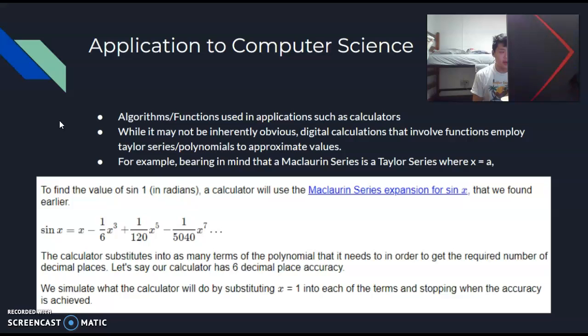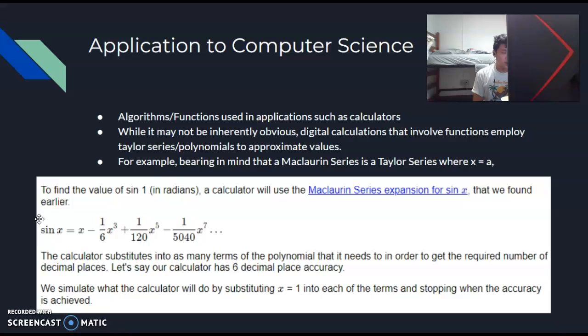For example, bearing in mind that a Maclaurin series is a Taylor series where a equals 0, to find the value of sine 1 in radians, a calculator will use the Maclaurin series expansion for sine x that we found earlier. It has the form sine x equals x minus 1/6 x cubed plus 1/120 x to the 5th minus 1 over 5040 x to the 7th, and so on.